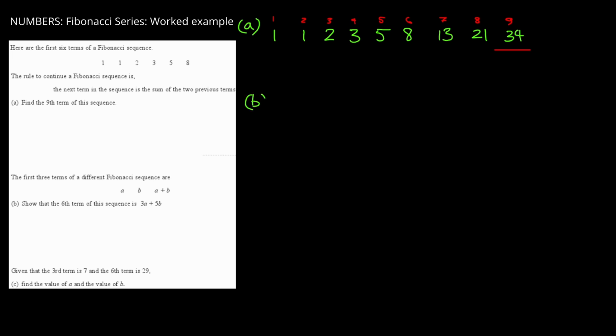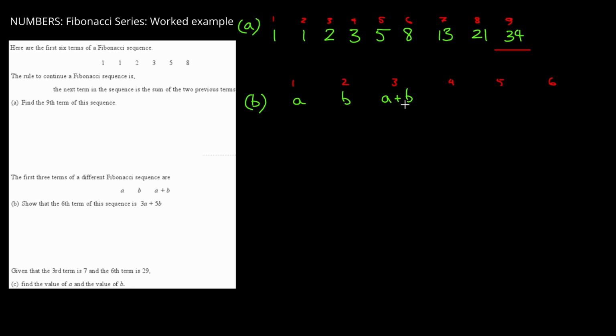Part B links algebra with a Fibonacci series. And they're saying the first three terms of a different Fibonacci series are A, B, A plus B. So let's write that down. 1, 2, 3. So again, it's just a matter of working out what term 4 is, then 5, then 6.